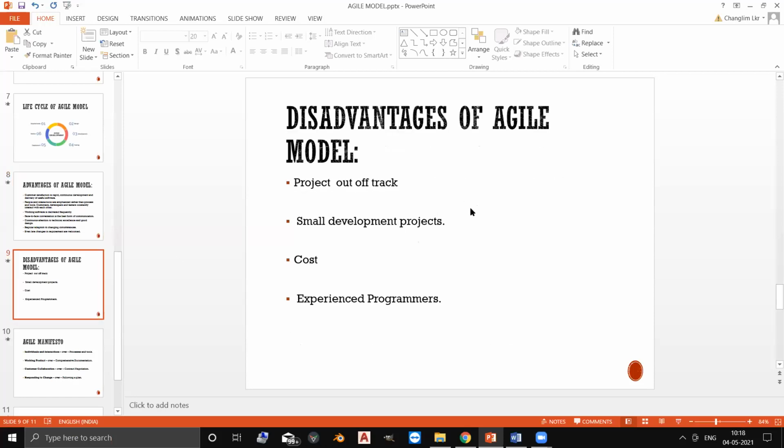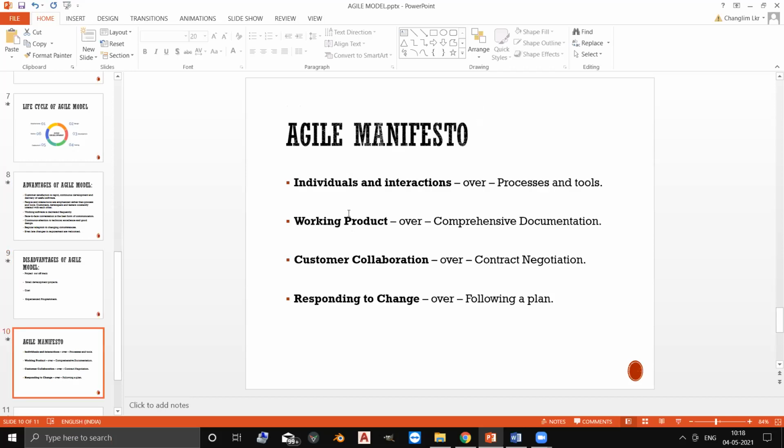Disadvantages of agile models. The projects can go off track quickly, and the agile model is not suitable for small development projects. The cost of development is high compared to other models. And the last point is in agile models, we need experienced programmers, not people who are freshers.